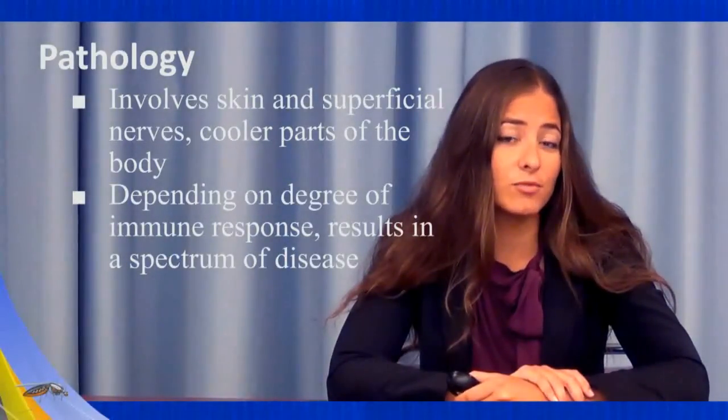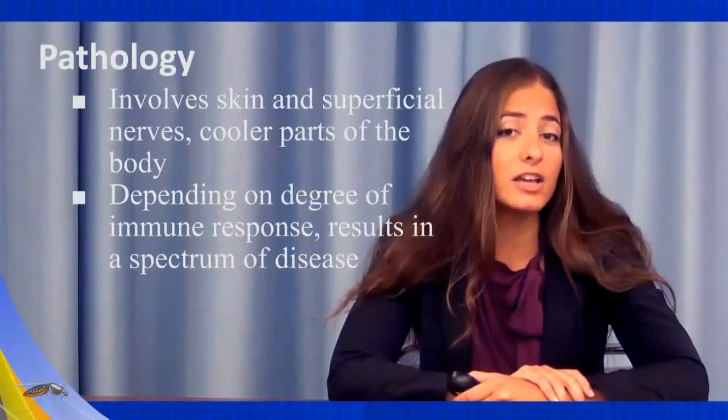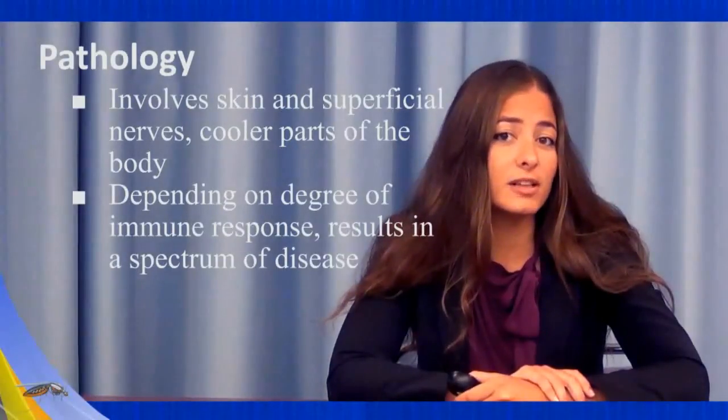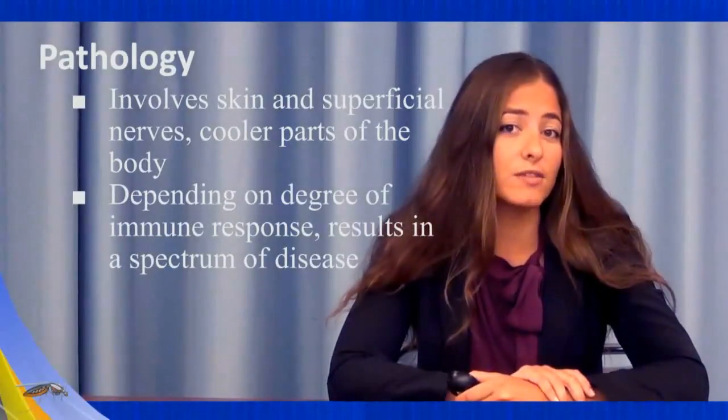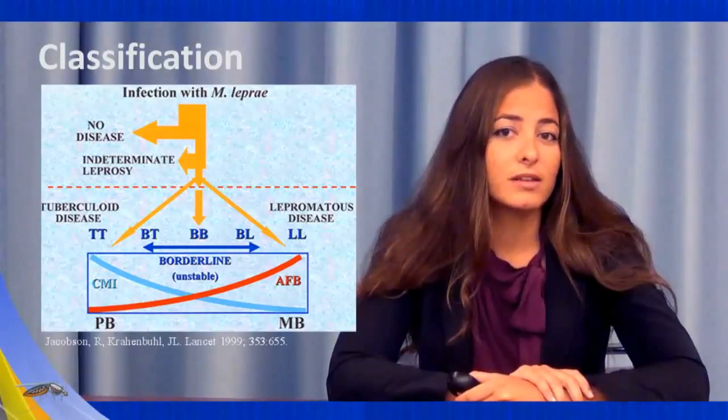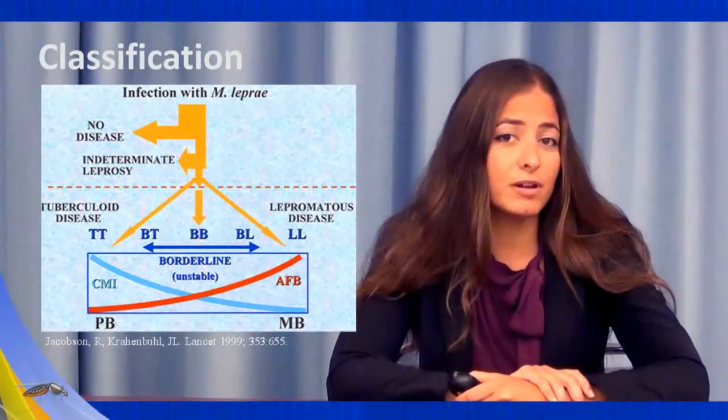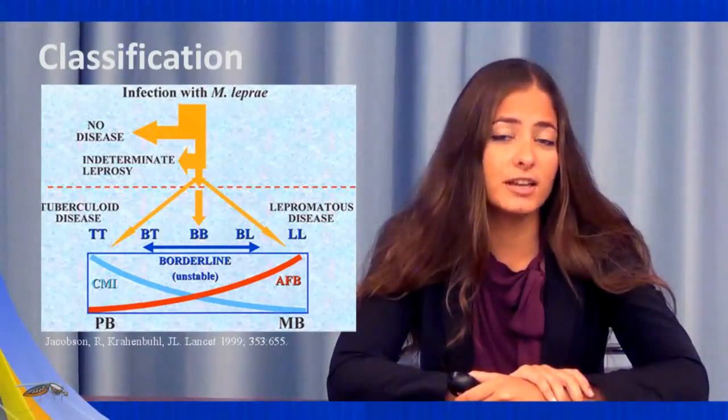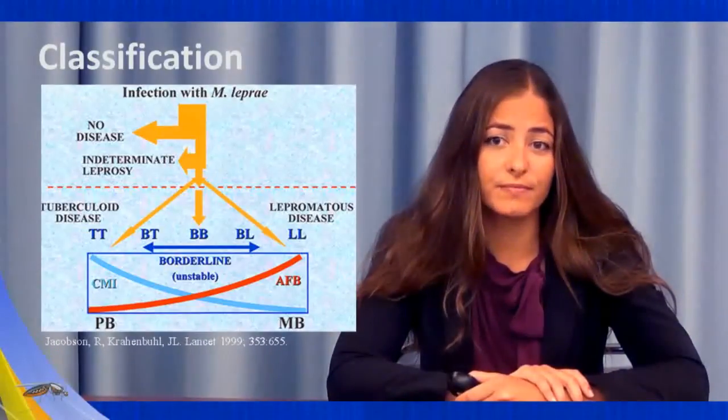Macrophages become distended with dividing bacilli and are unable to destroy them, and the bacilli are soon disseminated throughout the body. This slide shows a complicated but important diagram for understanding the spectrum of disease.